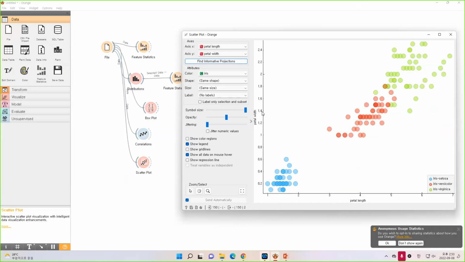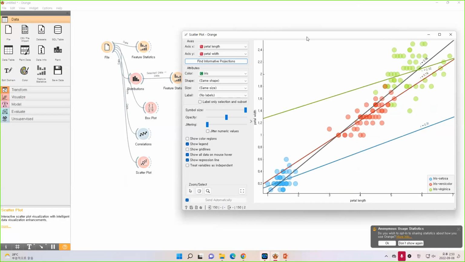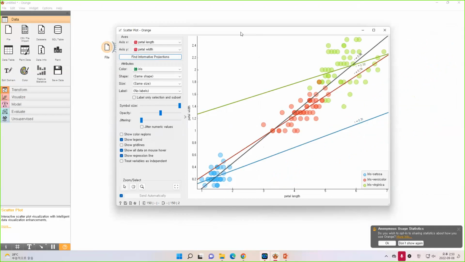If you want to make sure more, you can click this one, show regression line, and it will show the R value. Here, the blue color is the R value for Iris setosa. The green color is the R value for Iris virginica. And the red is Iris versicolor. What about the black? The black shows the whole population. So for all values, for those 3 flowers, it shows 0.96. So it has a high correlation for all of the flowers.